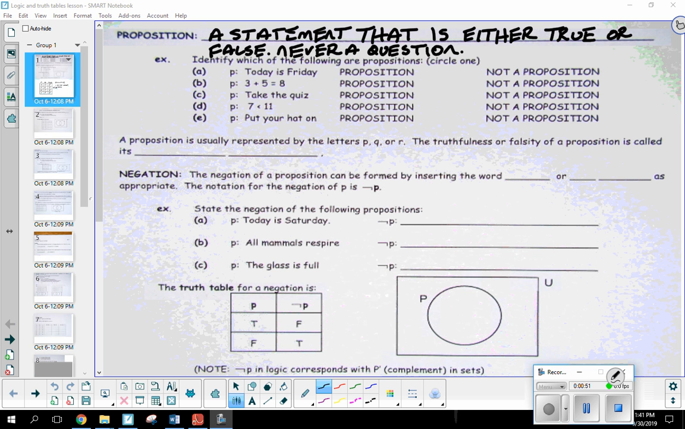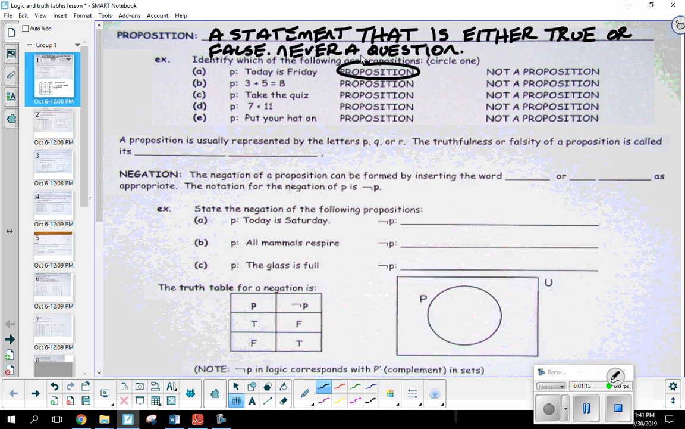Identify which of the following are propositions. Circle one. A, today is Friday. Proposition or not a proposition? It's a proposition. It's a statement. It's not true, but that doesn't matter. It could be true, it could be false, as long as it's a statement. Never a question, never a command.